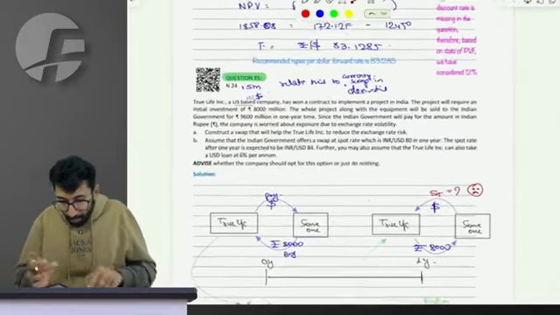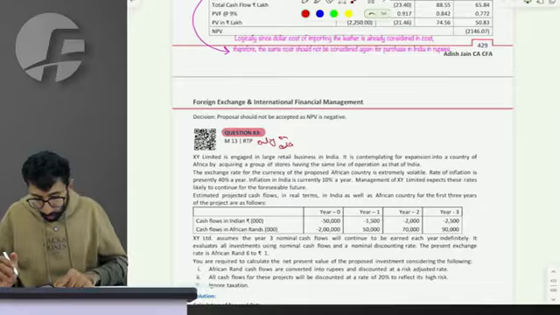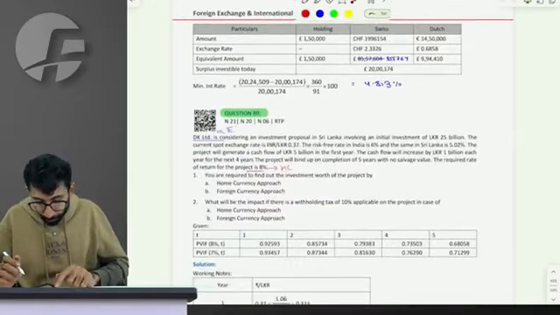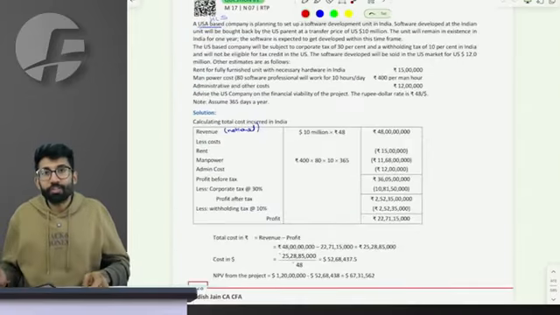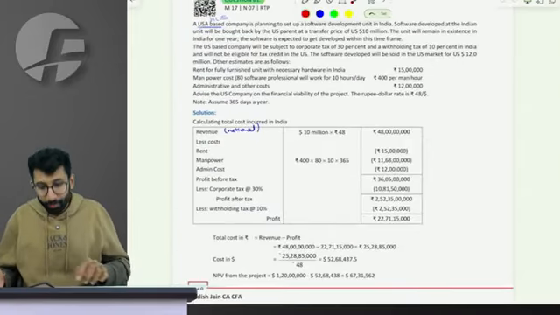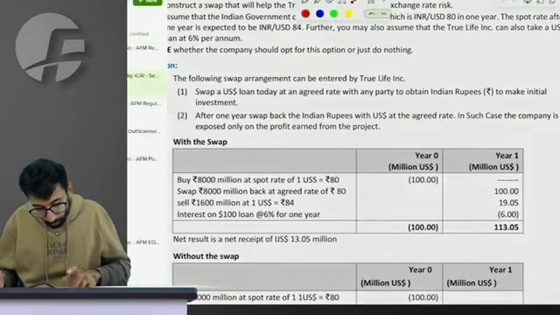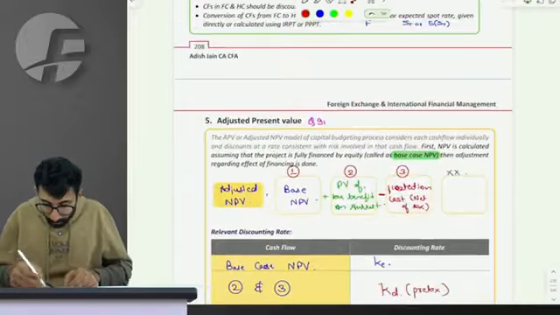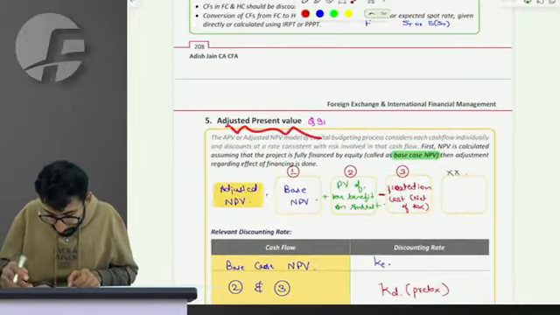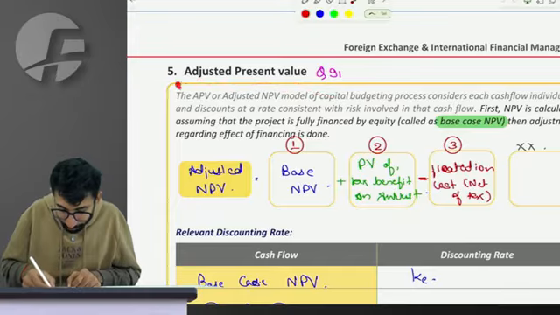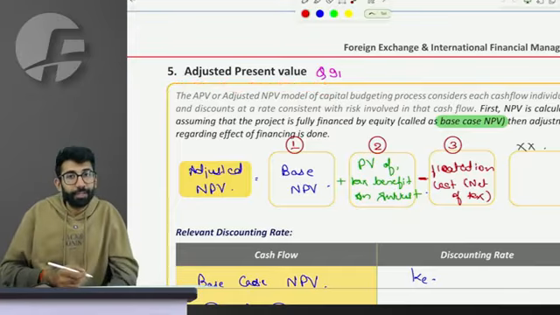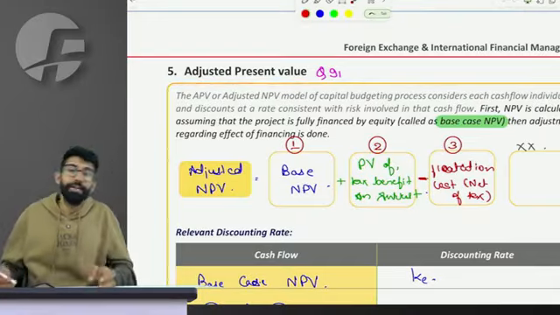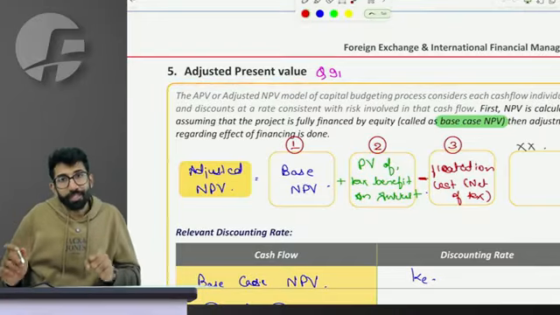Correct. So I hope I am able to explain to you all those things which are needed from exam point of view. The next concept, people in the class, we need to learn, where we will solve one more practical question, is the concept of adjusted present value. A really easy concept. Sir, what happens in this concept? It is an extension of calculating NPV, but the approach is slightly different.